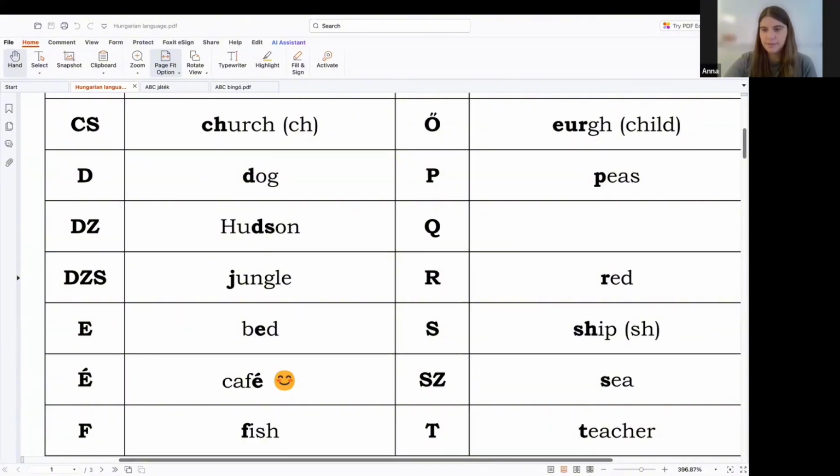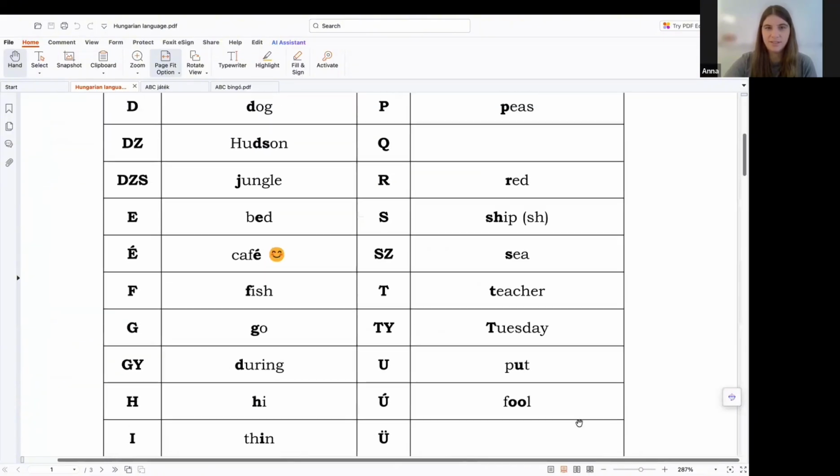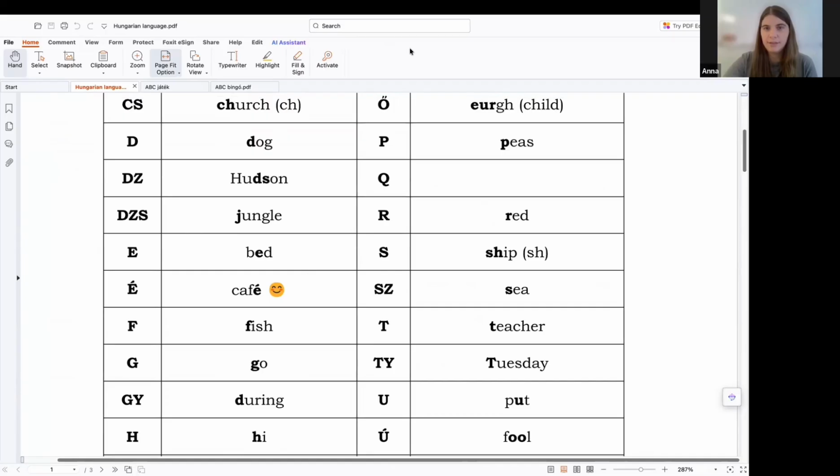Okay, sorry, maybe it's a bit too big. Right, so then we get the D and Z, J. D as in dog, Z as in Hudson, and J as in jungle, okay? Now, D is important, we use it a lot, but Z and J, we actually hardly ever use, especially J. Really, pretty much the only place you might see it is some names and maybe the name of a street, but it's not a very common letter in Hungarian.